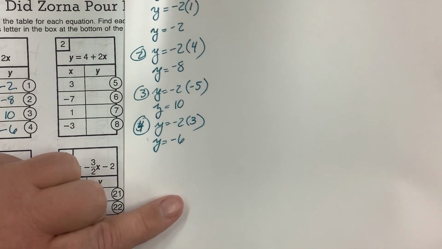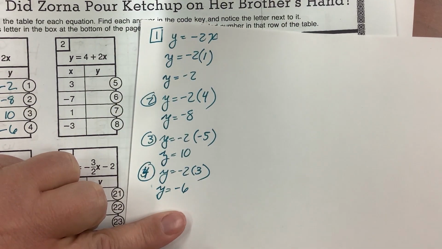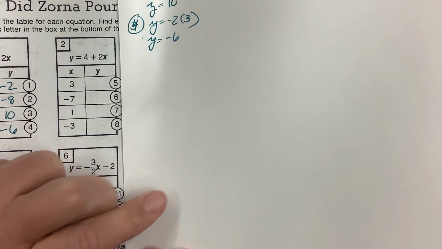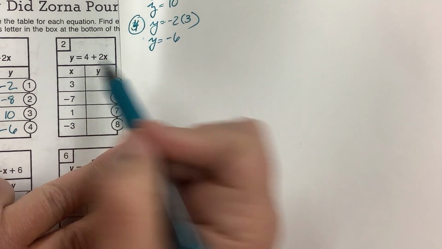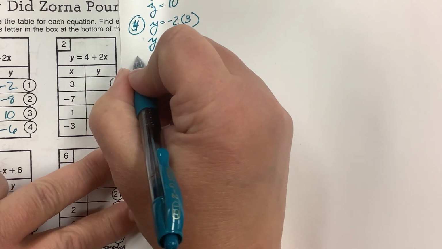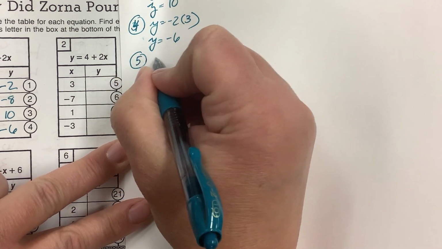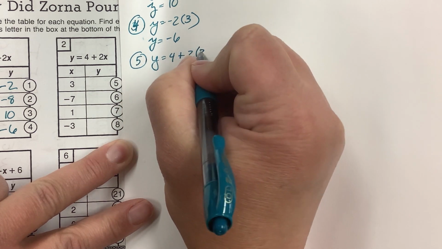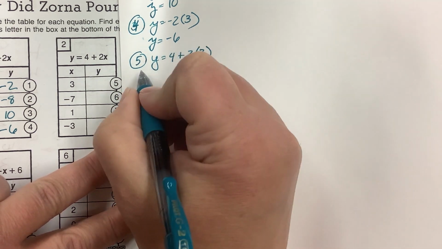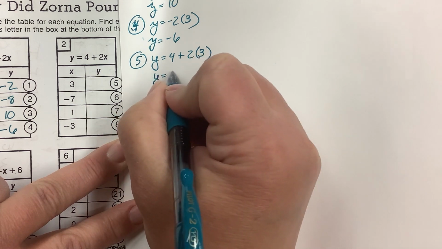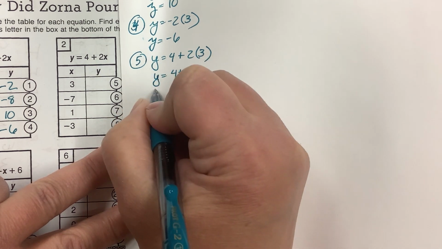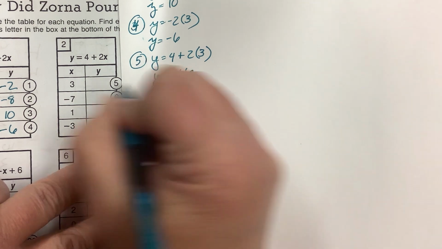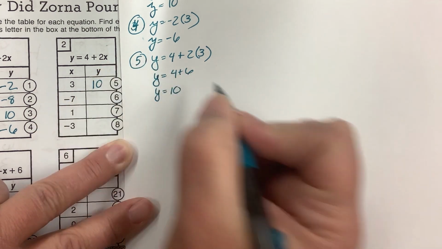Look at this. They wrote their box backwards. I hate that. This should say y equals 2x plus 4, but that's okay. We'll do it this way. So, number 5. Y equals 4 plus 2 times 3. 2 times 3 is 6. So y equals 4 plus 6. 4 plus 6 is 10. Y equals 10. This box gets a 10.